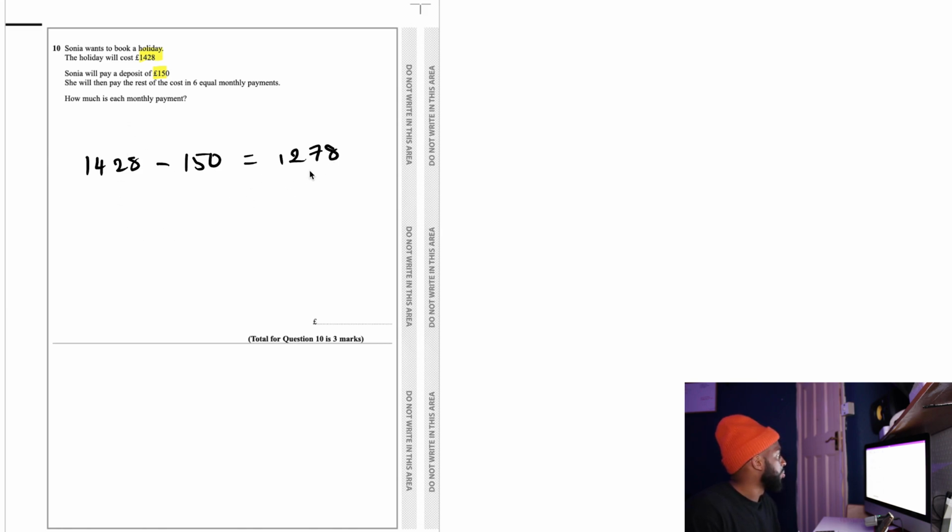So that's what she has left to pay in 6 equal monthly payments. So we divide that by 6 to get the value of what she'll be paying each month. So once we divide that by 6, we get £213.